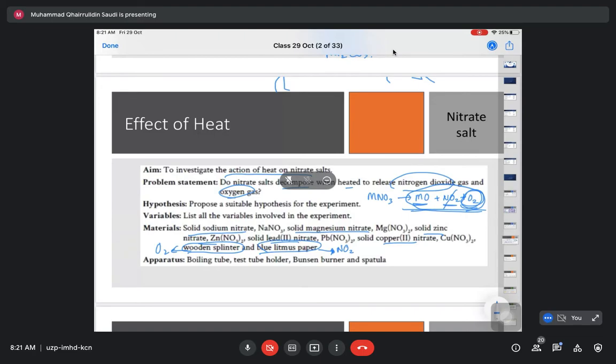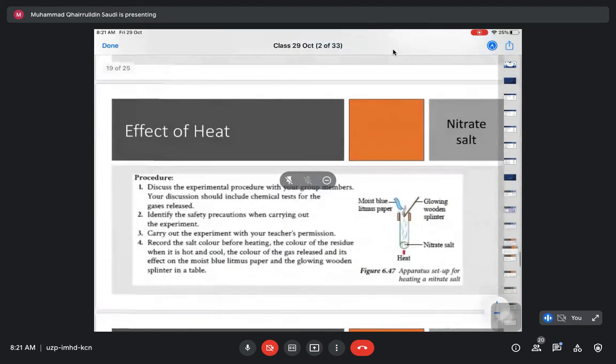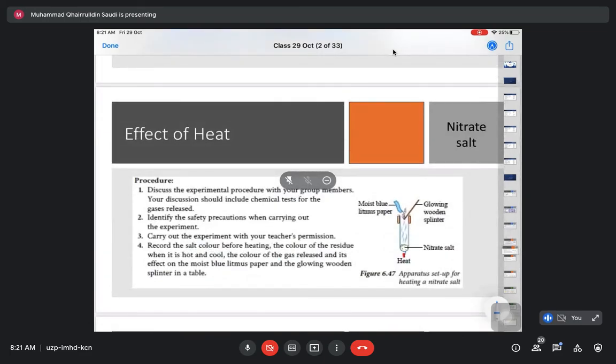Okay, so this is how awak letakkan nitrate salt ke dalam test tube, and then clamp dekat retort stand. Okay, kemudian akan heatkan the salt strongly. Lepas tu awak nak test for nitrogen dioxide, awak guna moist blue litmus paper kan. Put the moist blue litmus paper right near the mouth of the test tube. Okay, kemudian nak test for oxygen pula, put the glowing wooden splinter into the test tube.